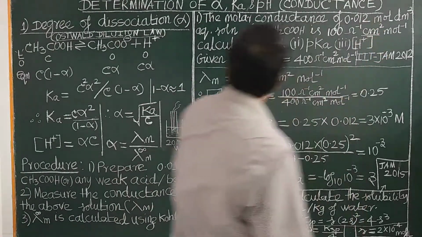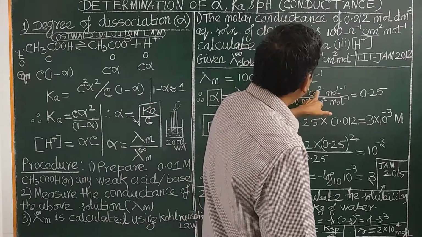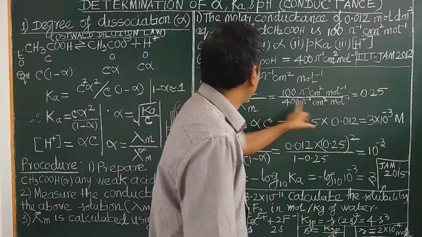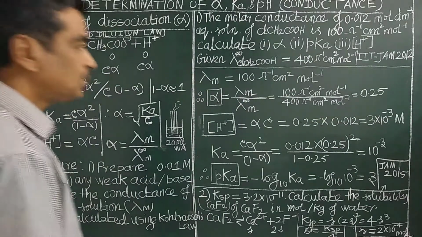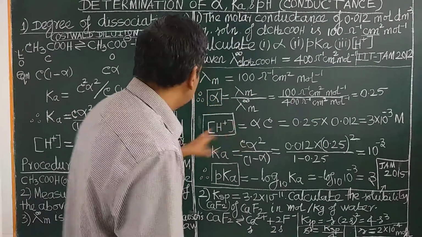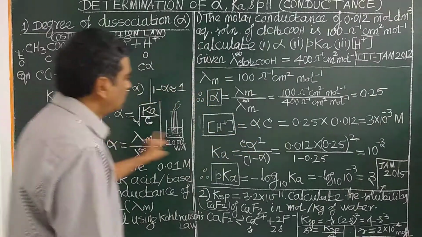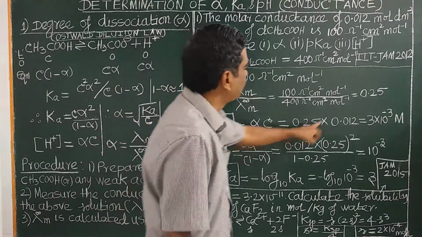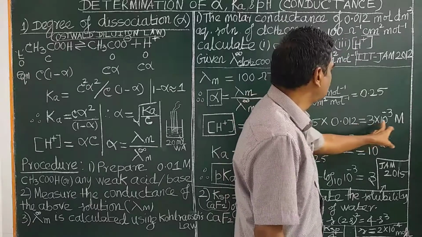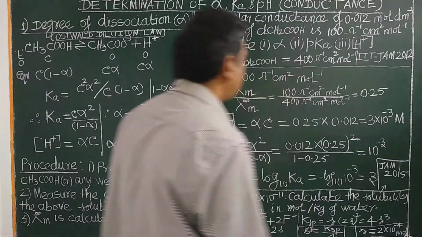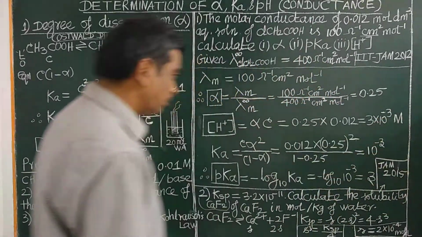For this concentration, the molar conductance is 100 divided by 400, therefore 0.25. That is the fraction of electrolyte that is dissociated or ionized. Now the concentration of H plus can be calculated using the formula alpha C. Alpha is 0.25, which we have calculated, and the concentration is given as 0.012, therefore 3 into 10 to the minus 3 moles per liter. We can also write it as molar, capital M.